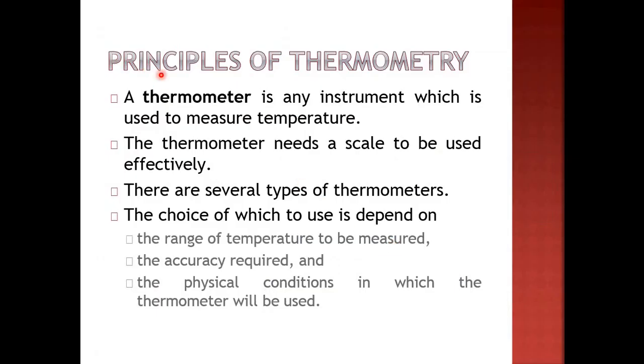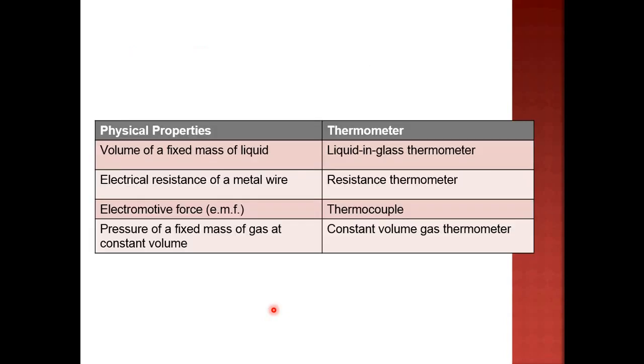The next one here will be the principle of thermometry. A thermometer, as you know, is any instrument which is used to measure temperature. The thermometer needs a scale to be used effectively. There are several types of thermometers. The choice of which to use depends on the range of temperatures to be measured, the accuracy required, and also the physical conditions in which the thermometer will be used. For example, like this one.